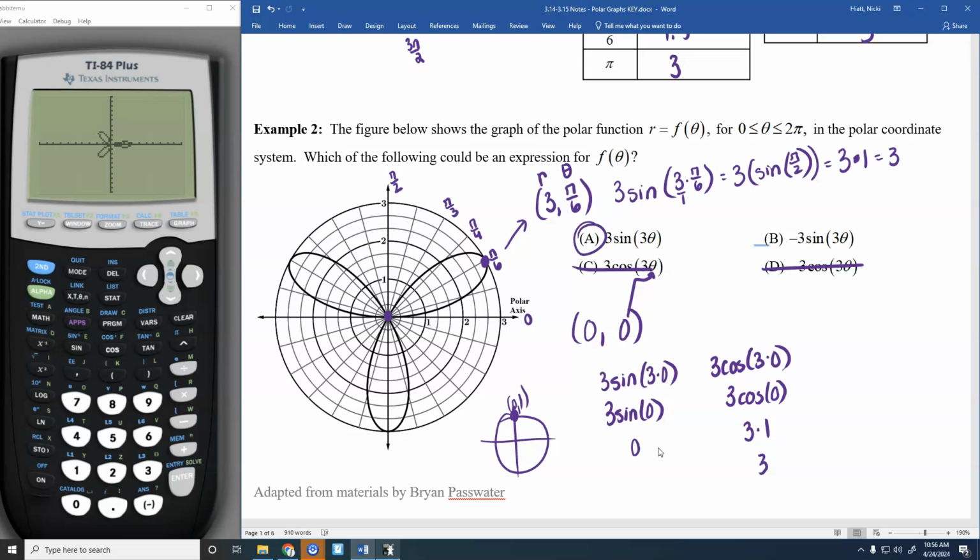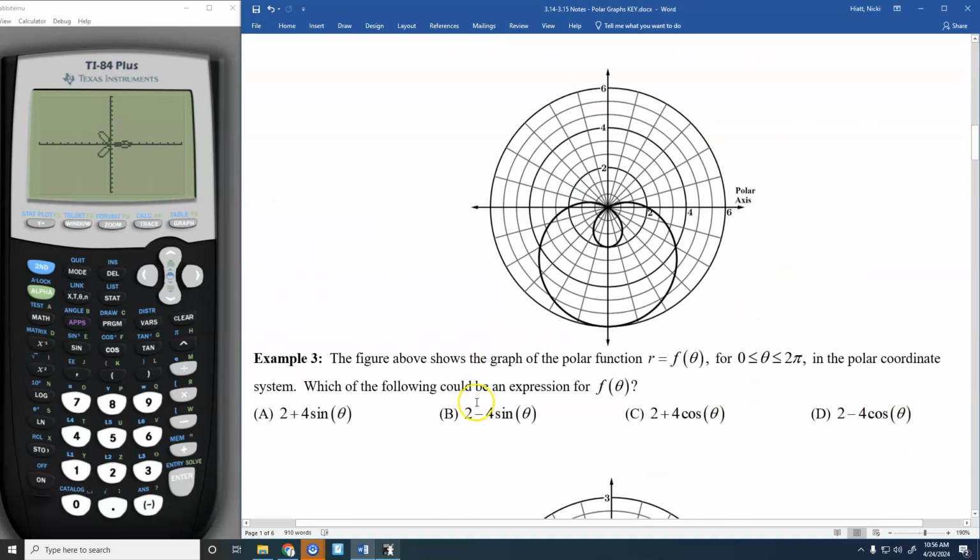If you do that for B, what would you get? You get negative 3, and negative 3 is not the correct coordinate for that. So that would be A for your answer. So plugging in points is what you want to do for that.